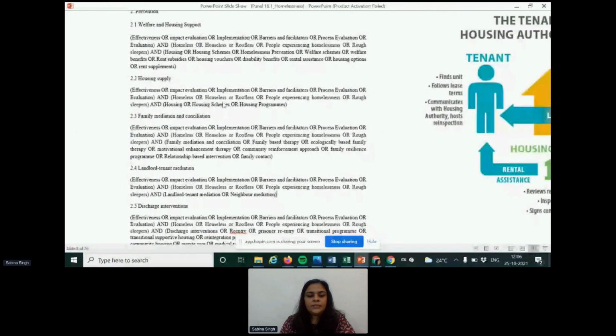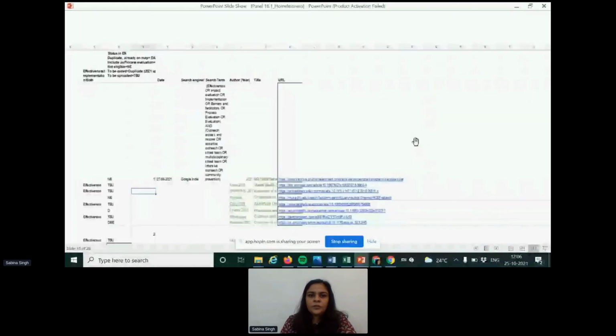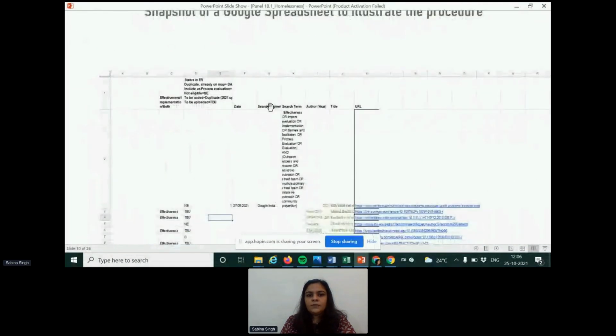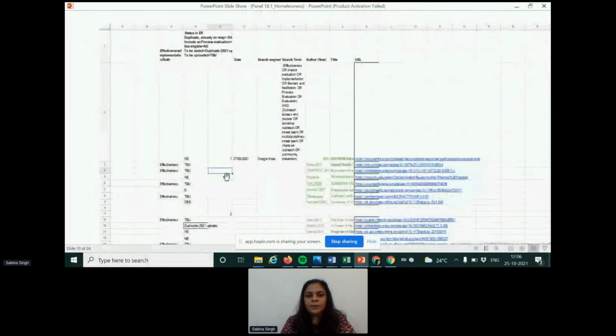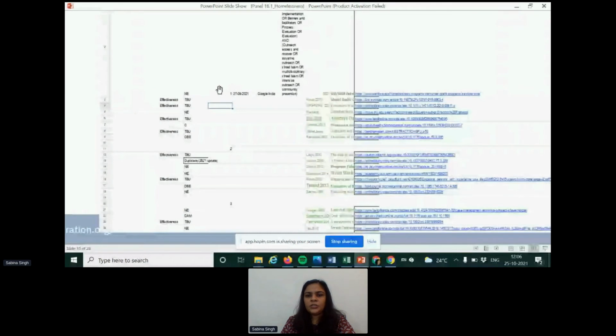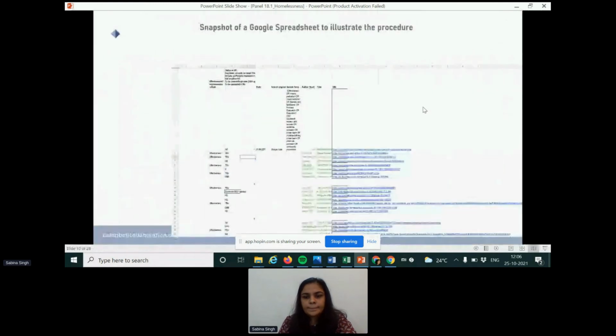So this is just a visual depiction of one of the intervention categories, landlord-tenant mediation. This is just a snapshot of the process, just to illustrate it. So these were the search terms. We had a search engine, which was Google India. We searched this on so-and-so date, and we noted the page numbers here. And these were the codes that I was talking of. So this was for effectiveness, implementation, and likewise author, title, URL. The point of sharing this is that people sometimes don't know how to do it, so just to give you an idea that this is how you can do it.